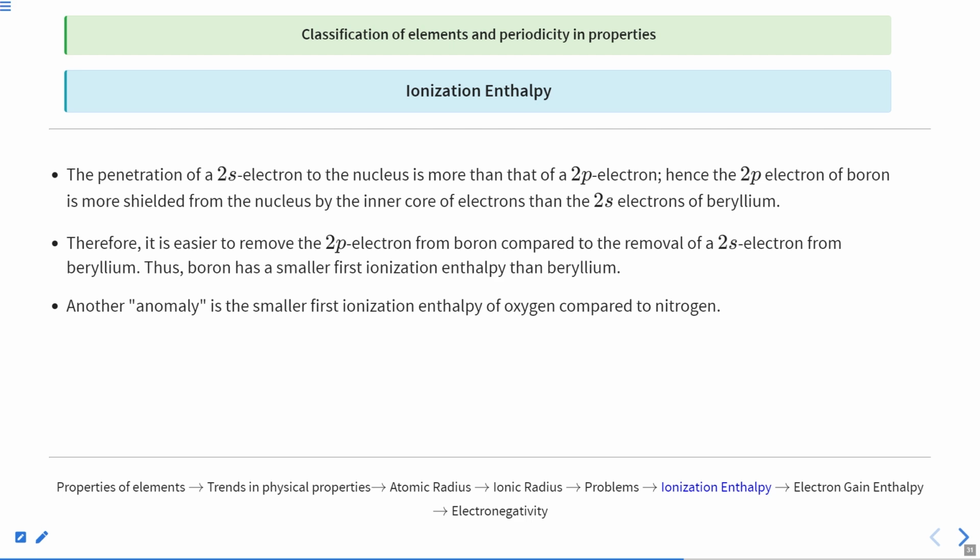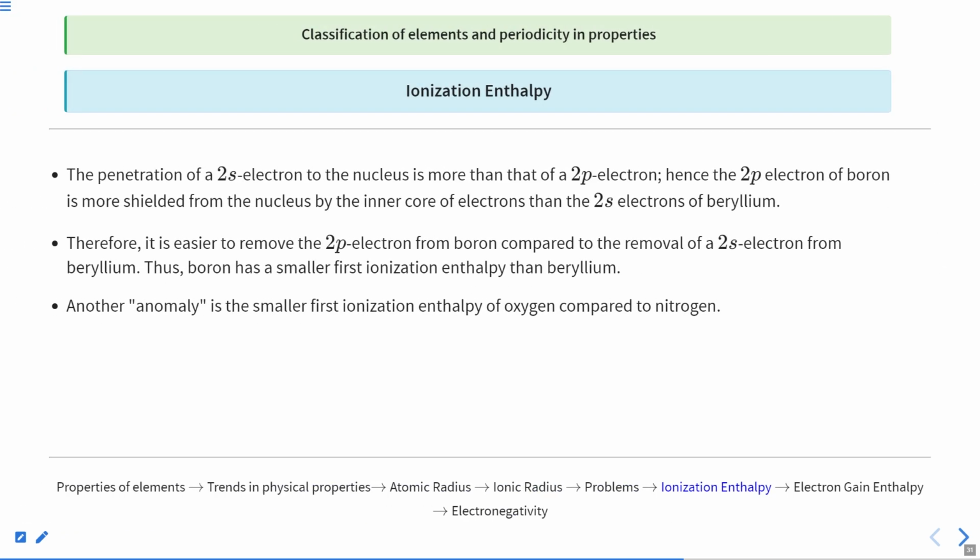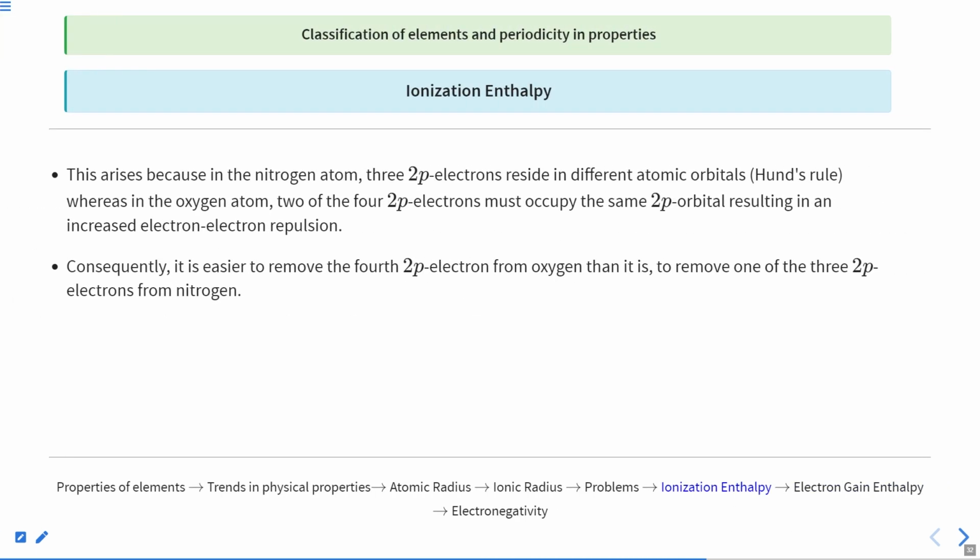Another anomaly is the smaller first ionization enthalpy of oxygen compared to nitrogen. So oxygen has a smaller ionization enthalpy than nitrogen, although its size is what?